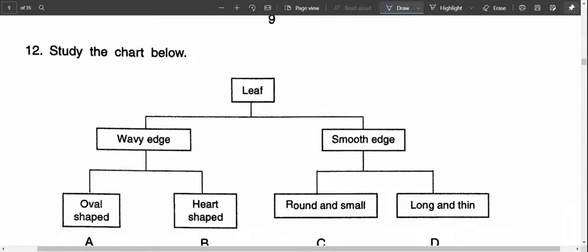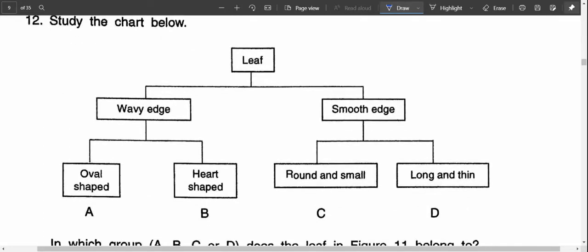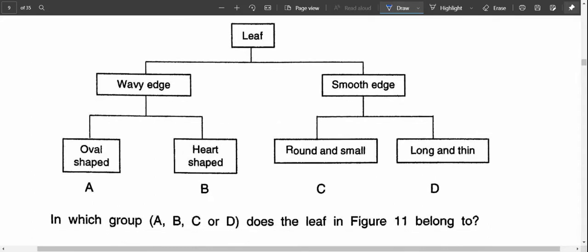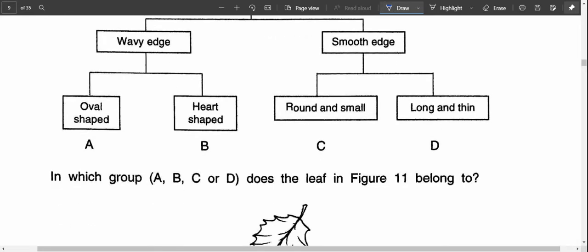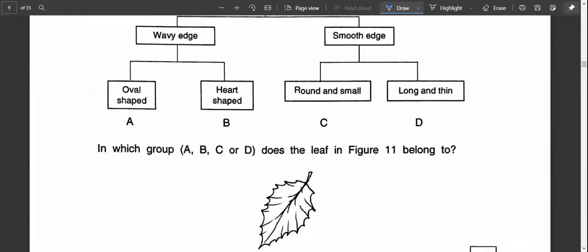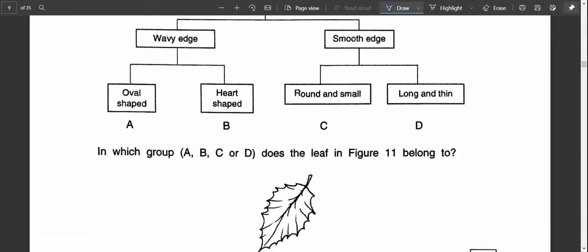Number 12. Study the chart below. Leaf, you have 2 kinds of leaf. One is wavy, one is smooth, and the wavy one has oval shape and heart shape, while the other one has round and small and long and thin. In which group, A, B, C, or D, does the leaf C in figure 11 belong to? So this one is observation. You can see that the leaf in the diagram given here is wavy, therefore it must be here, and you can eliminate immediately C and D since it has wavy edge, not smooth edge.